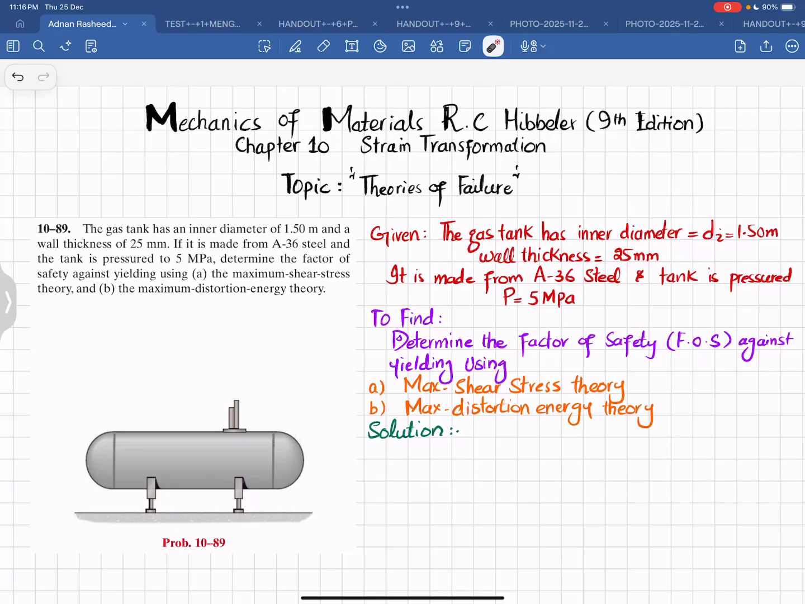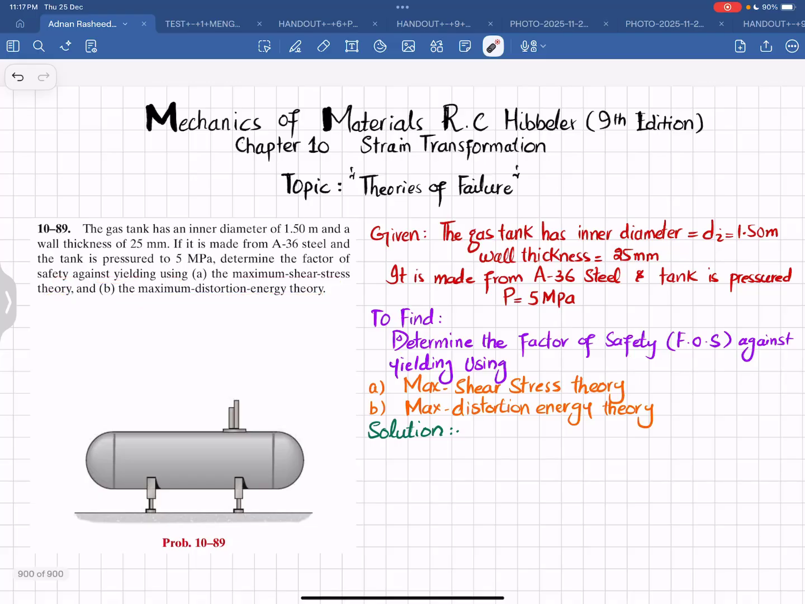Welcome back. In this video, we are going to solve problem 10-89 that is taken from chapter number 10, Strain Transformation, and the book name is Mechanics of Materials by R.C. Hibbeler, 9th edition. And the topic that we are covering is theories of failure. So the statement is: the gas tank has an inner diameter of 1.50 meter and wall thickness of 25 millimeter. If it is made from A36 steel and the tank is pressurized to 5 megapascal, determine the factor of safety against yielding using A, the maximum shear stress theory, and B, the maximum distortion energy theory.